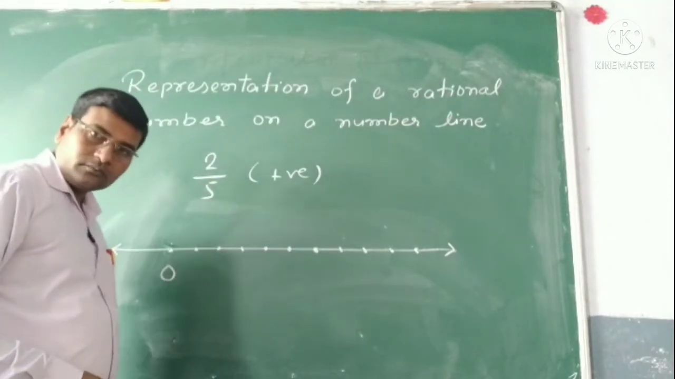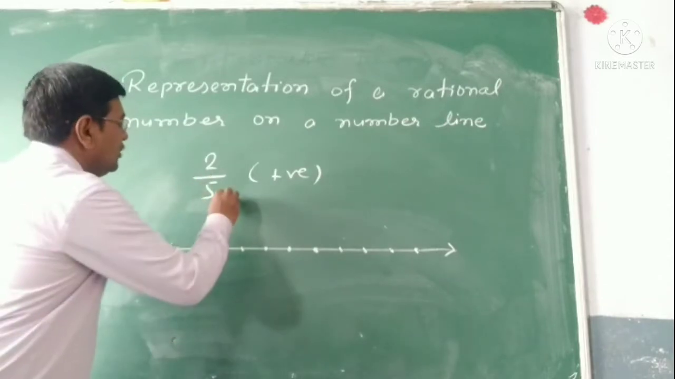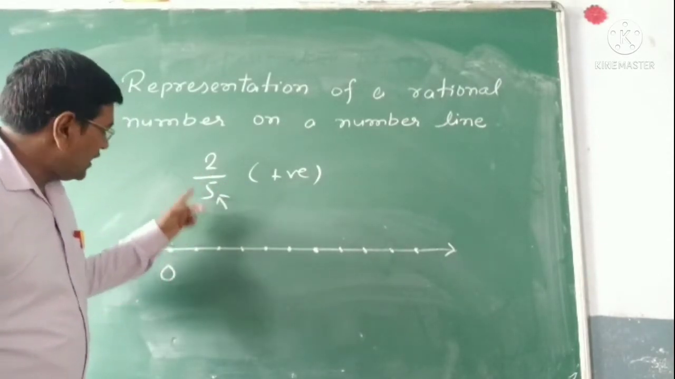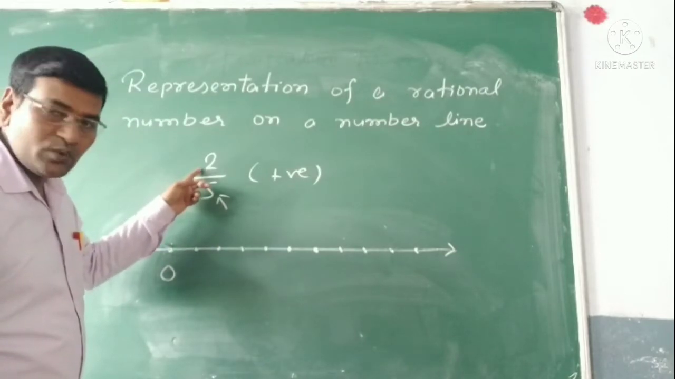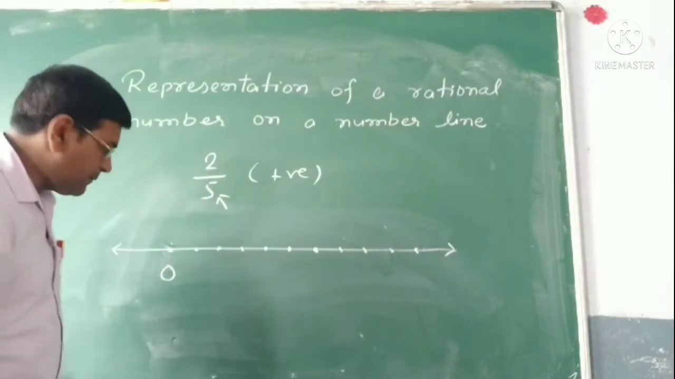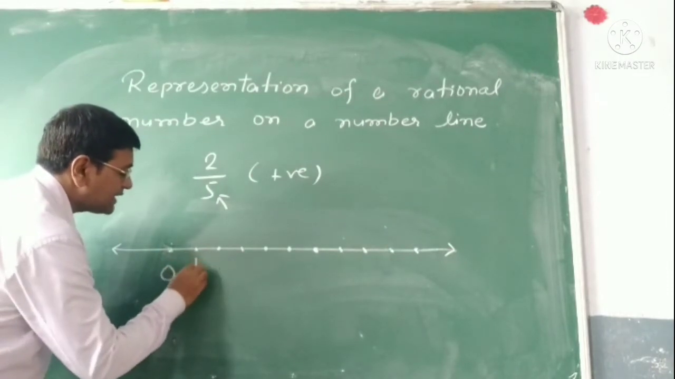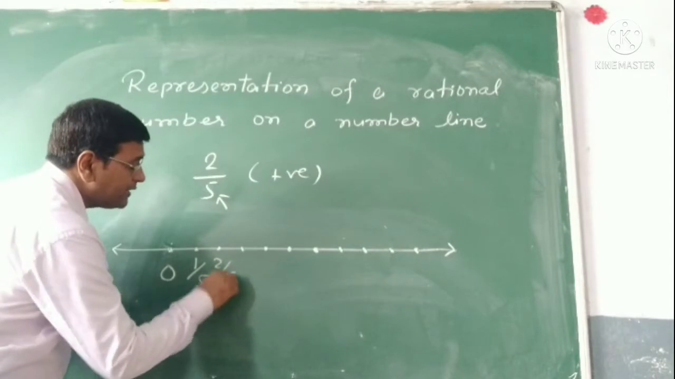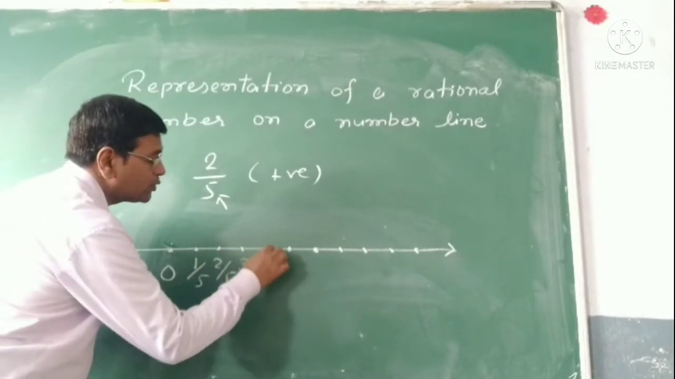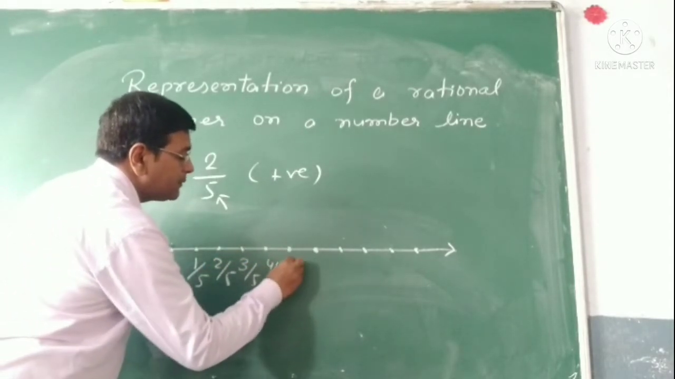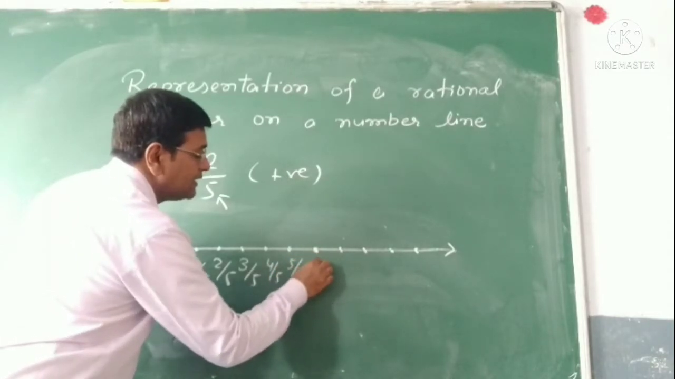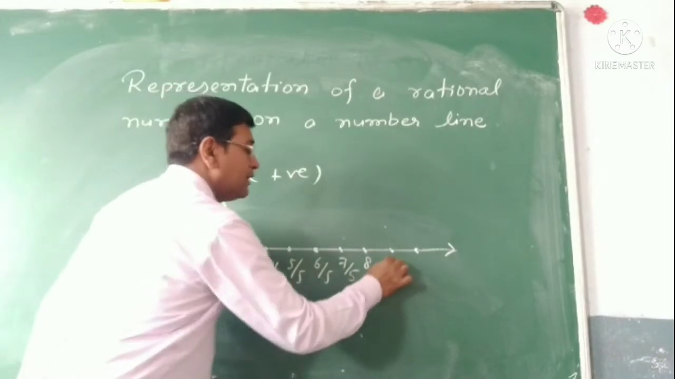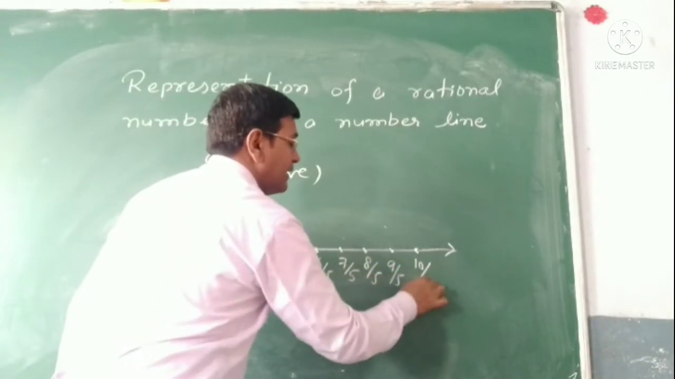Now, look at the denominator. Denominator is 5. And what is numerator? It is 2. Denominator is 5. So first point will represent 1 by 5. Second point 2 by 5. Third point 3 by 5. Fourth point 4 by 5. Fifth point 5 by 5. 6 by 5, 7 by 5, 8 by 5, 9 by 5, 10 by 5.